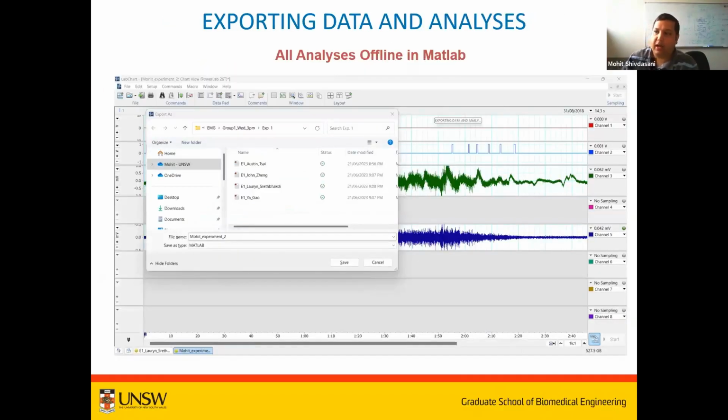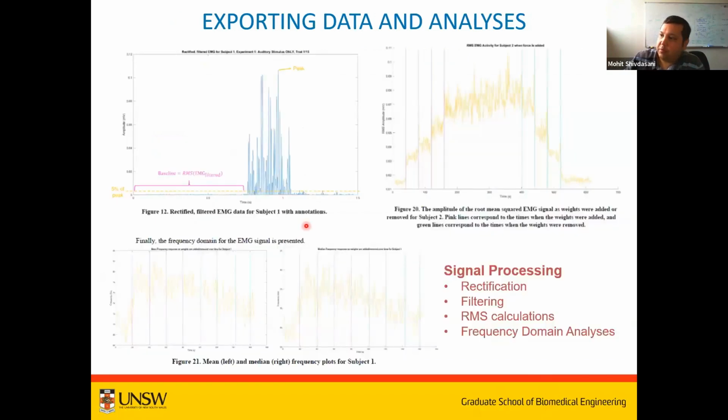Okay, and all the data is then exported. They export by themselves to MATLAB, and they're meant to write MATLAB code for doing quite sophisticated analysis. So they look at rectification, filtering, RMS calculations. Here's a plot of how RMS amplitude changes with the force that they apply. And this is also looking at frequency domain analysis to look at muscle fatigue. So they look at mean and median frequency plots to see how the muscle is fatiguing over time as more weights are added. So quite a lot of analysis and signal processing that they have to do.